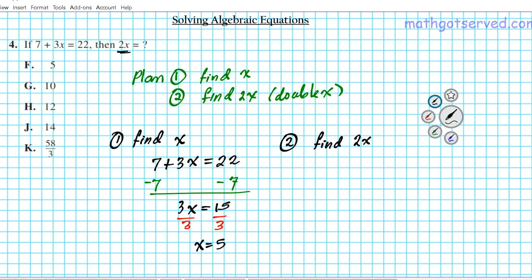So the key takeaway from this problem is read the question carefully. Make sure you're answering what the question is asking, not answering what you feel the question is asking. All right? So let's go ahead and do that. x is equal to 5, so we can just double that and get 10. But just to show you the steps, just multiply both sides of the equation by 2, and you get 2x is equal to 10. And the answer to number 4 is option letter G.